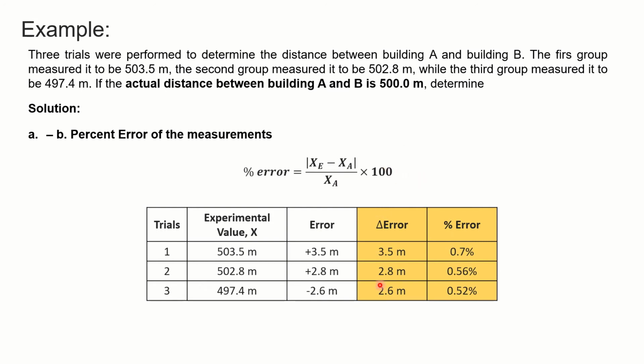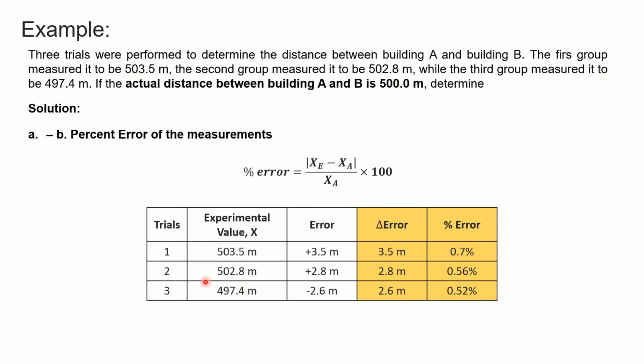So we already have our value for the absolute error. So for 503.5, the percent error is 3.5 divided by 500 multiplied by 100, so we get 0.7%. So meaning 3.5 meters is 0.7% of 500 meters. So it is relatively small.